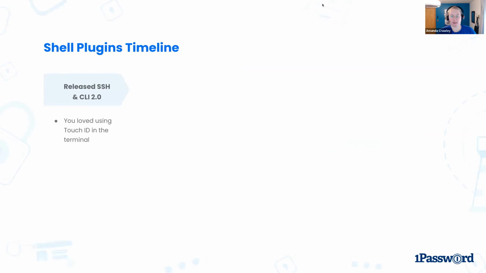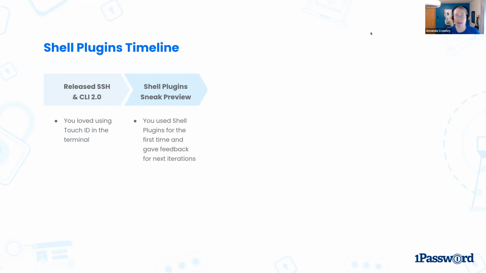Sounds good. If you want to go to the next slide. So I'm just going to go through a brief overview of the timeline. Early last year, we released SSH and CLI 2.0. You loved using Touch ID in the terminal. And we extrapolated from that that we don't like typing passwords in the terminal. We're obviously not a fan of keeping keys and passwords on disk. So we started thinking about what more we can do to make your lives easier. Next slide.